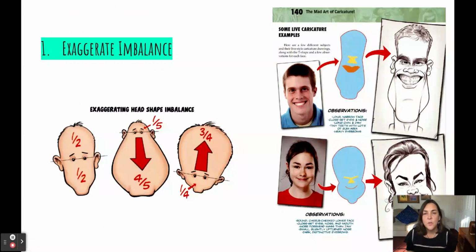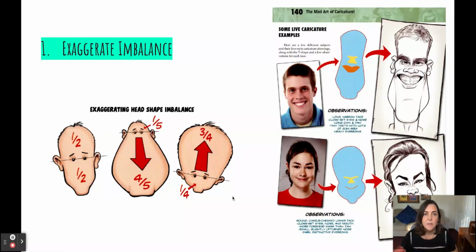One thing to consider when drawing the head shape is to exaggerate imbalance. If we look at this image on the left, it represents a standard classic human face proportions where the eyes divide the head in half, right? Half of the face is above the eyes, half is below the eyes. One way to exaggerate the head shape is to move the eye line up, as in this image, or down to emphasize either the top or the bottom of the head.